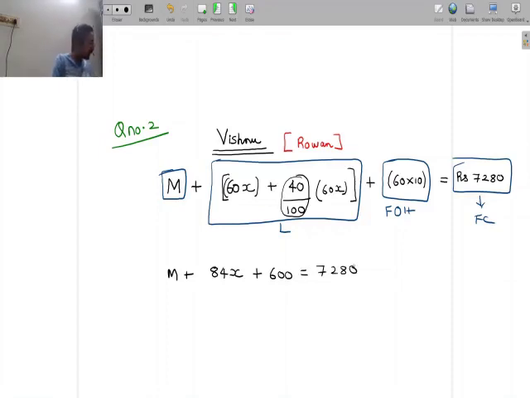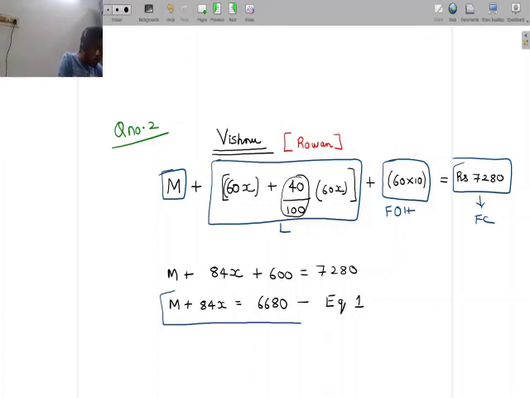Let me take the 600 to the other side. So 7,280 minus 600 is going to give me 6,680. So M plus 84x is going to give me 6,680. Let me call this equation 1. And now you know that I can frame a similar equation with respect to Shiva also. Then I have two equations and two variables, obviously two linear equations, so I can find out the value for each of those things, which is what I'm going to do right now.